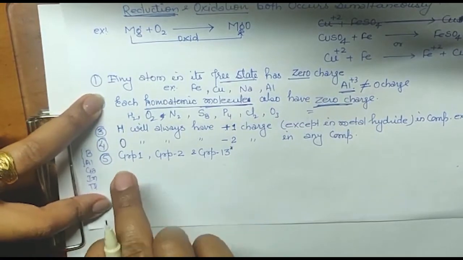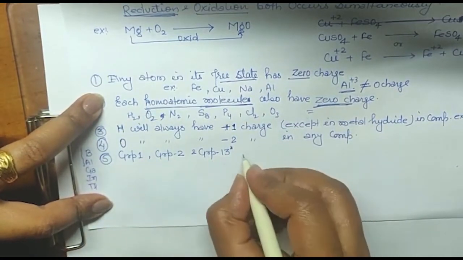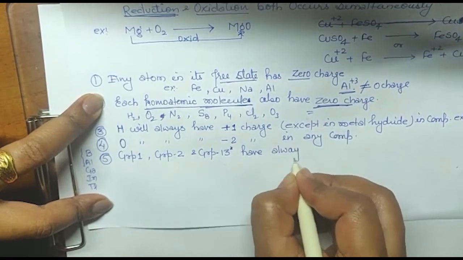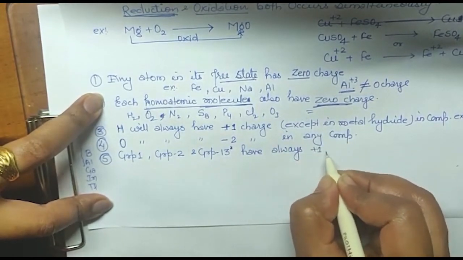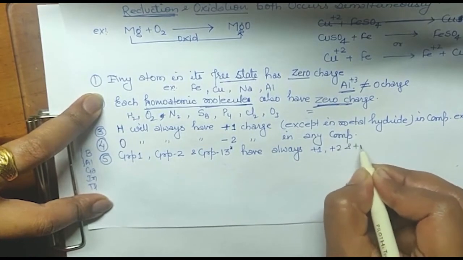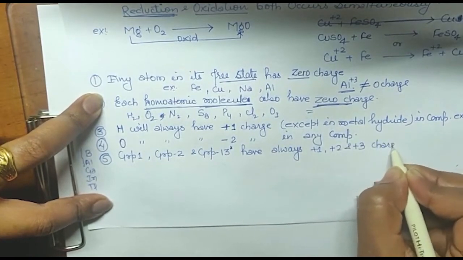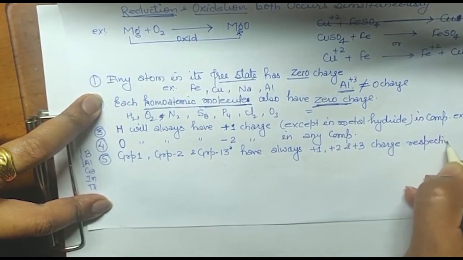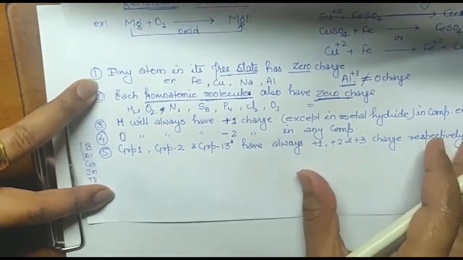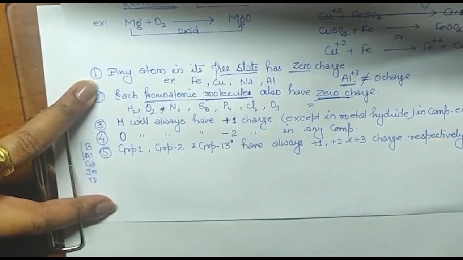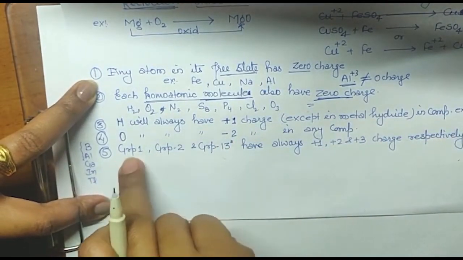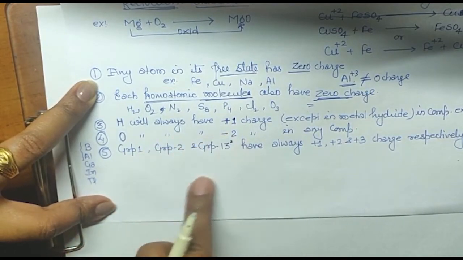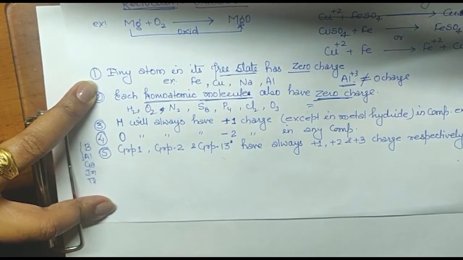So group 1, group 2, and group 13 always have plus 1, plus 2 and plus 3 charge respectively. That means their charge never changes. If a group 1 element is there, plus 1; if a group 2 element is there, plus 2; and if a group 13 element is there, it will always be plus 3.